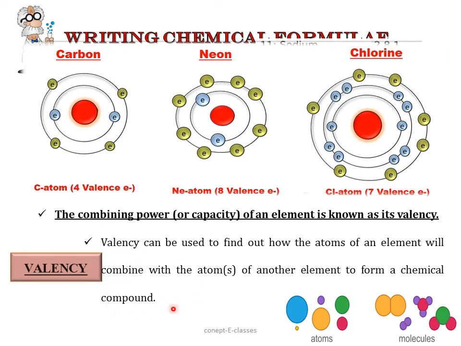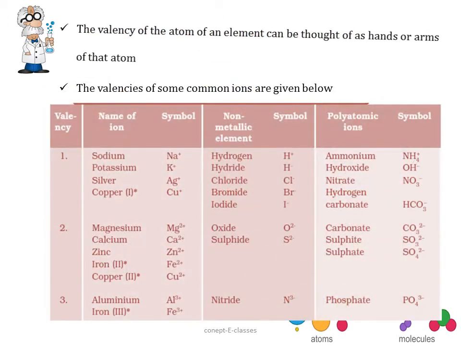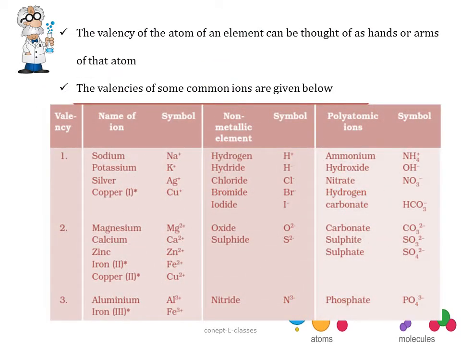Say for example NaCl. So valency can be used to find out how the atoms of Na combine with the atoms of Cl to form NaCl. We'll understand more about this point when we see some more examples. Now, the valency of an atom can be thought of as hands or arms of that atom. The valency of some common ions are given below.